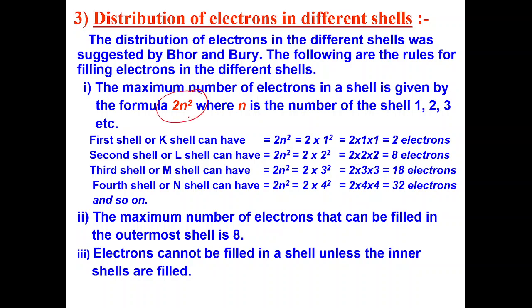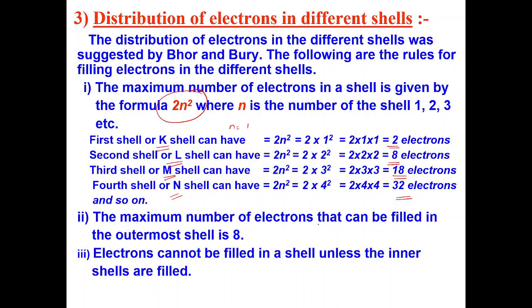According to the 2n square formula, how many electrons can you have in one shell? If you are taking the first shell K, that is n is equal to 1, so you will have 2 electrons. The second shell is L, where n is equal to 2, you have 2 into 2 square, that's equal to 8 electrons. The M shell, n is equal to 3, so 18 electrons. And the fourth shell, N shell, n is equal to 4, that is 32 electrons. So 2, 8, 18, 32.